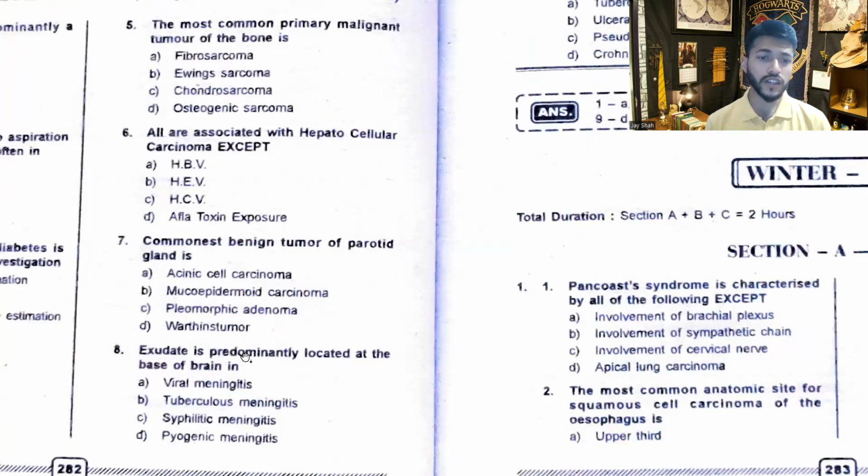Exudate is predominantly located at the base of brain. In which type of meningitis? It has to be tuberculous meningitis, because the exudate is relatively heavier, it has a higher specific gravity, and it will have a cobweb formation. So that is your tuberculous meningitis. Commonest benign tumor of parotid gland is pleomorphic adenoma, no doubt about it.